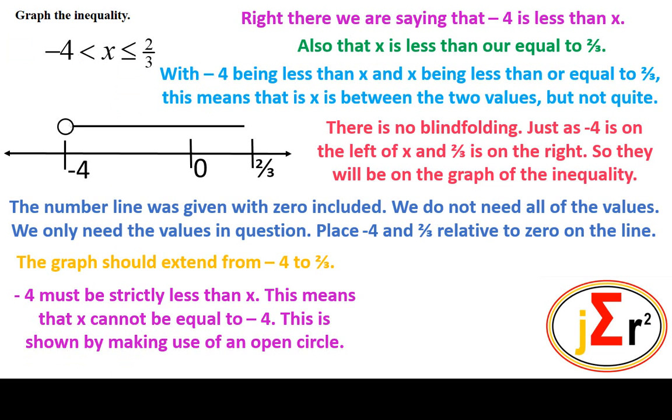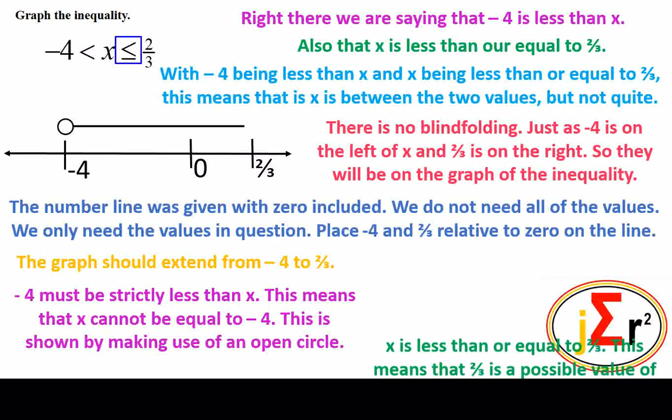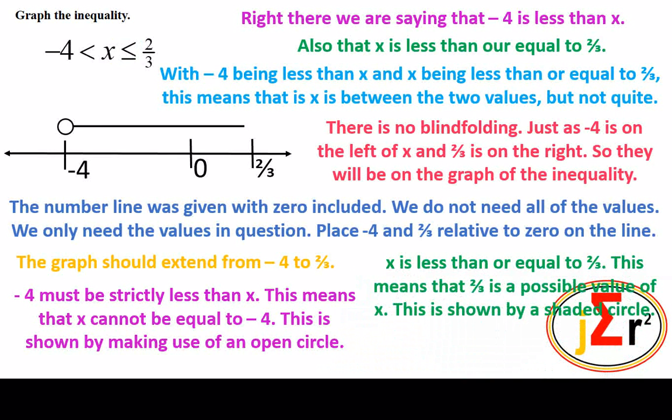What about this one, where x is less than or equal to 2/3? It means that the value of x can be equal to 2/3. X is less than or equal to 2/3. This means that 2/3 is a possible value of x. This is shown by a shaded circle. The circle must be shaded if x can be equal to the value concerned.